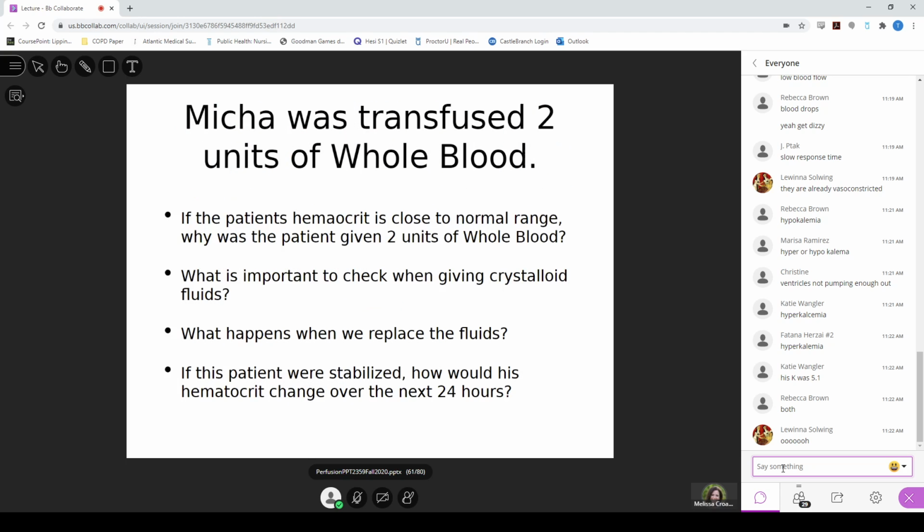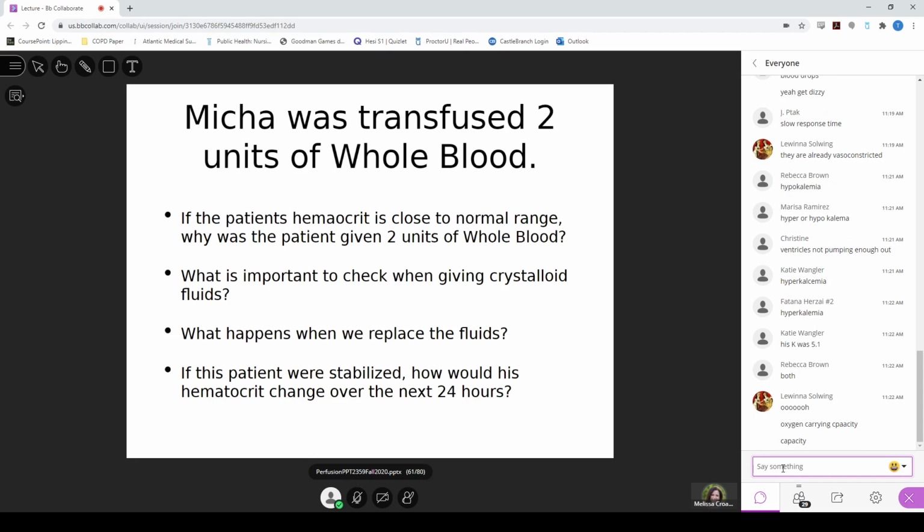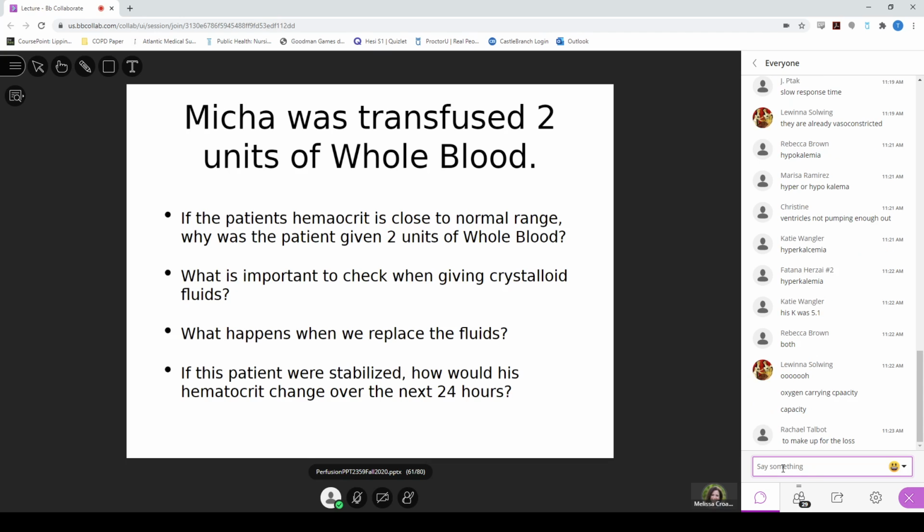Okay, so he gets this whole 2 units of whole blood. His hematocrit is close to normal range. So why was he given 2 units of whole blood? So on the flight over, he was given normal saline, right? Because blood wasn't available at that point. And when you're giving normal saline or lactated ringers, you're just giving volume. You're not giving back all the stuff that is in the blood.